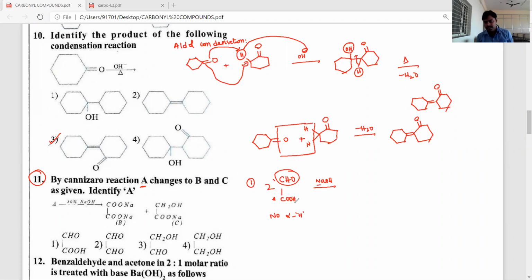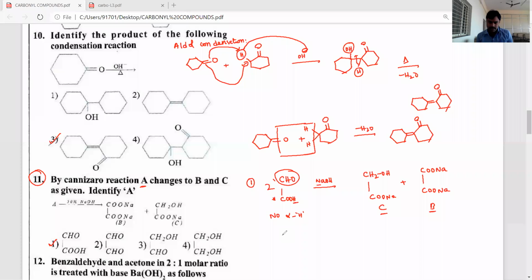Whenever a base is present, this acidic group is converted into salt. One molecule, the CHO group, undergoes reduction to give alcohol CH2OH, and another molecule undergoes oxidation to give the sodium salt of the carboxylic acid, COONa. So the answer is, this is C and this is B, B and C. So the correct option is the first option. This first option undergoes Cannizzaro reaction to produce the sodium salt of the alcohol and the dicarboxylic acid, oxalic acid; sodium oxalate is forming.